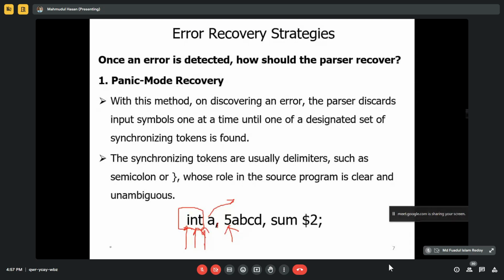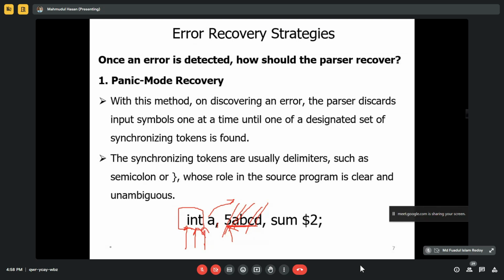It will go to the panic mode, and then it will discard this 5. It will remove this 5 and one character at a time, then it will remove A, then B, then C, then D, until it gets a synchronizing token. And what is a synchronizing token? Synchronizing token means int. Here the comma I actually used to indicate this one is int. So here comma is the synchronizing token.